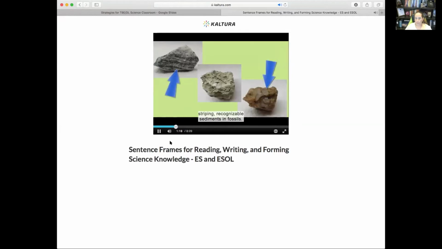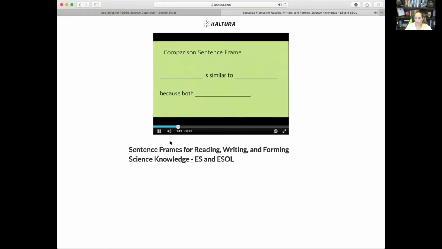Grain size, striping, recognizable sediments, and fossils. I'm going to have them use writing to help them look closely and compare rocks. I'll give them a few minutes to study their rocks, draw them, jot down some observations. Then I'm going to ask them to get with a partner and compare their rocks.